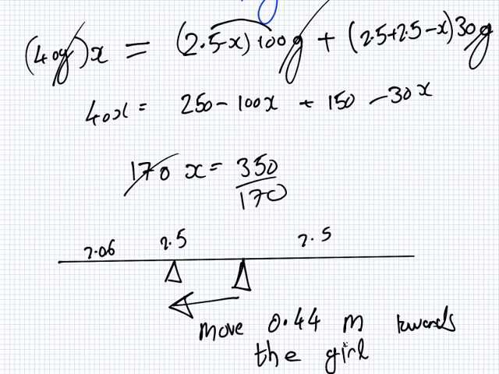Isn't the total 5? Of the whole thing? Yeah, the whole thing is 5. Oh, the total length is 5 meters, yeah. And we got x as 2.06. So isn't it 2.5 minus 2.06? Yeah. Is that not 0.44? Yeah, that's right.